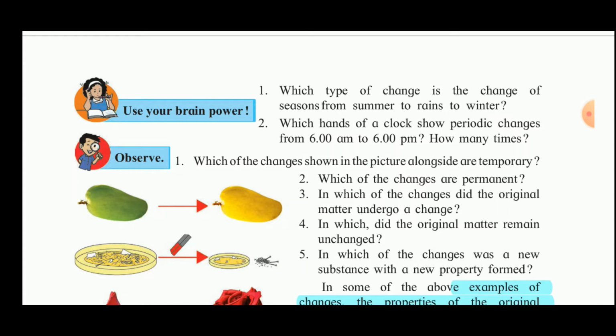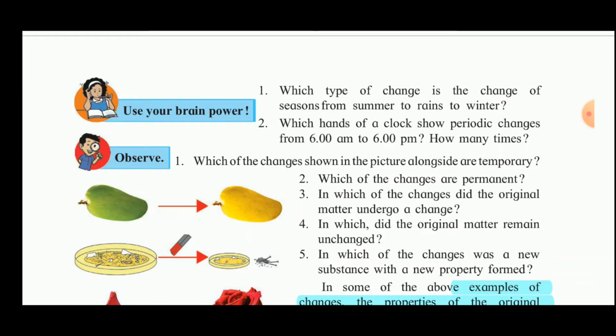Which hand of the clock shows periodic changes from 6 a.m. to 6 p.m., and how many times? The small hour hand shows periodic changes from 6 a.m. to 6 p.m., and it occurs 12 times.